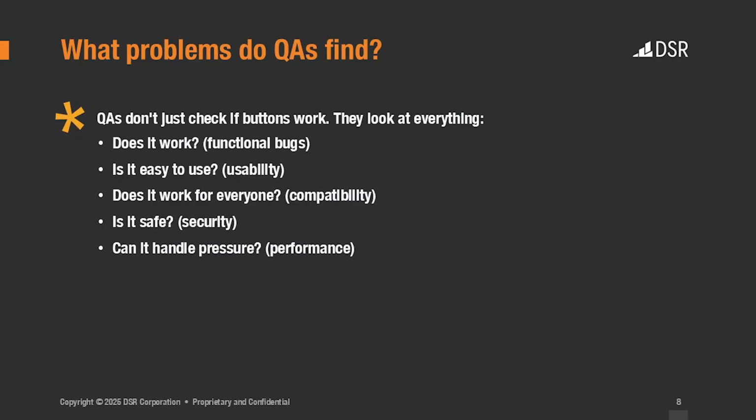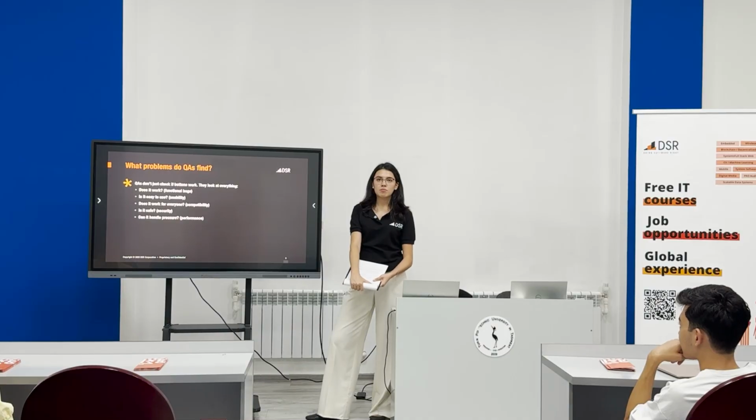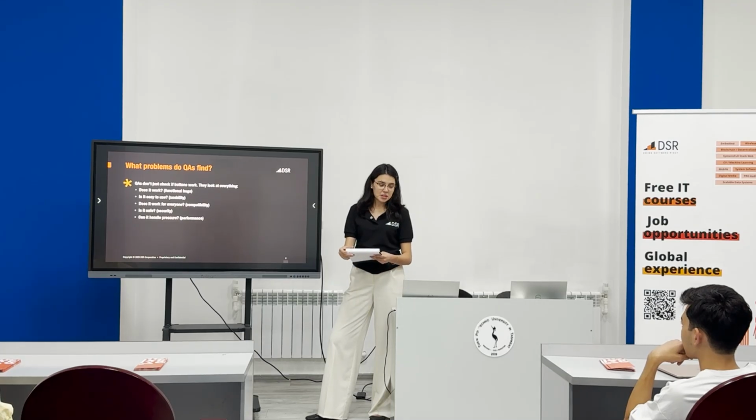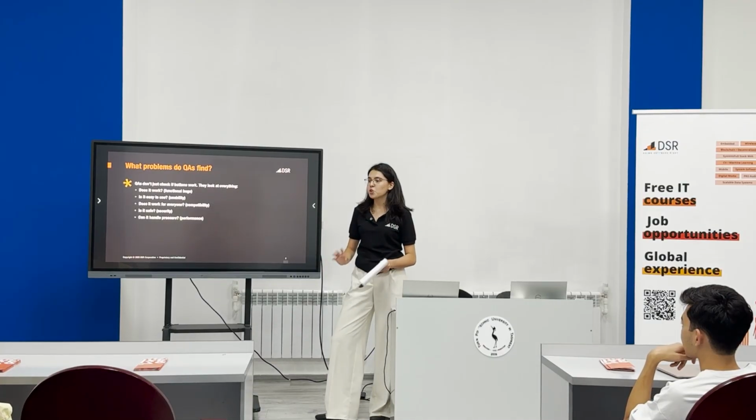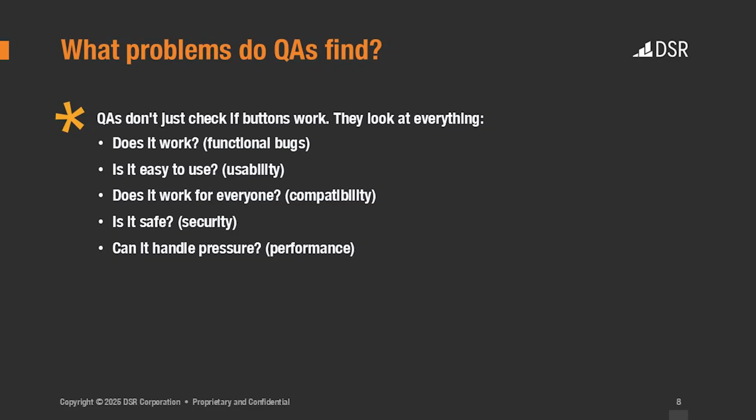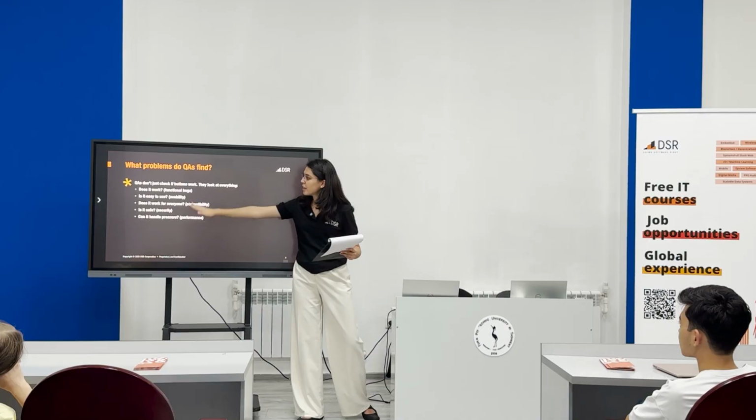Well, what problems do QAs find, you might ask? And the most basic one that can come up to anyone's mind is just to check that some buttons work, but it's not just that. Of course, we first of all look at does it work as expected, and its functional bugs. For example, the forgot password button doesn't send me an email. But not only that, we look actually at everything.